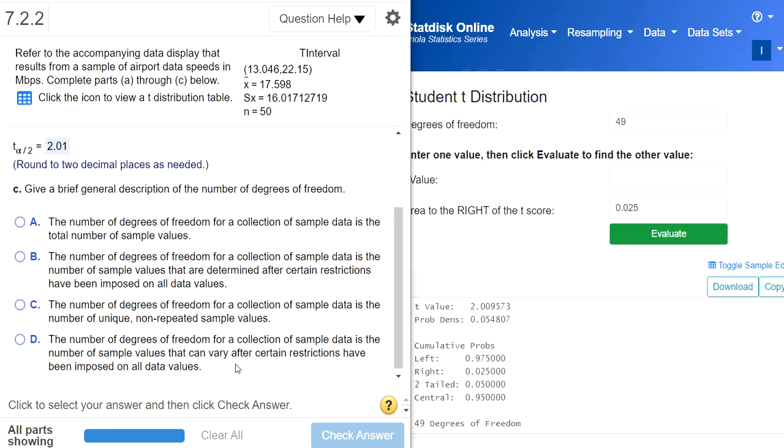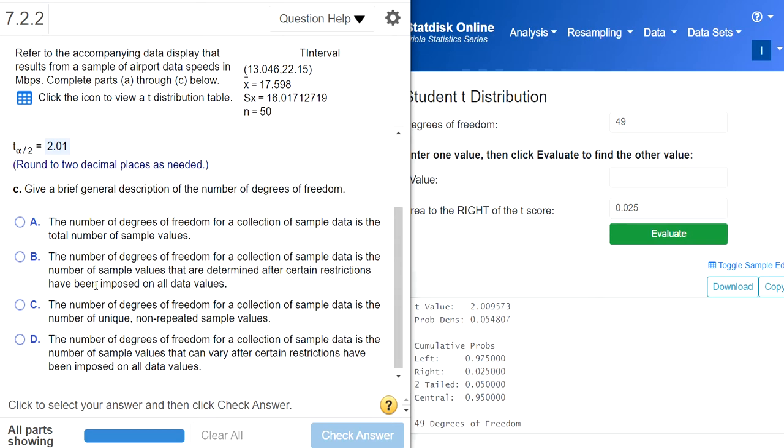When calculating a mean, n minus 1 numbers can fluctuate. So in this case, 49 numbers can fluctuate, but once you get to that 50th number, it's not free anymore. It has to be a certain number. So let's see which one's best here. A: the number of degrees of freedom for a collection of sample data is the total number of samples. That's not true, right? That would be n, so that's not it.